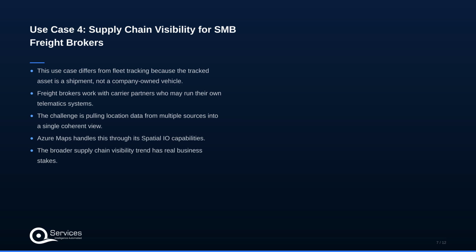You can ingest location feeds from carrier EDI 214 feeds translated to coordinates, third-party telematics APIs pulled in via Azure API Management, or driver check-in apps built directly on the Azure Maps SDK. The result is a map view showing all active shipments, color-coded by status, with geofence triggers that fire when a truck enters a delivery terminal.